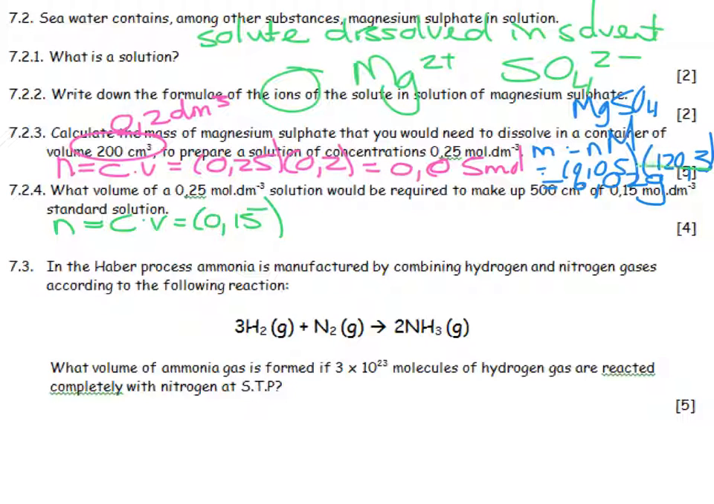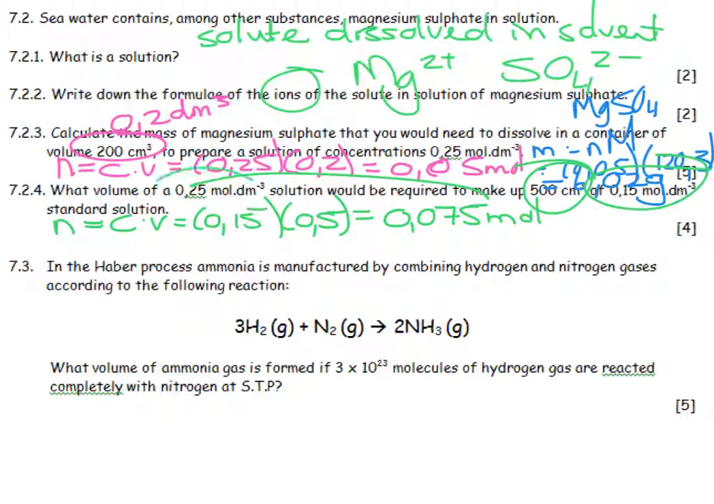0,15 is at the end, and the volume at the end is 0,5 decimeters cubed. And so I land up with 0,075 moles. That must have come from somewhere. Where did it come from? It came from this solution over here. So I now say volume is equal to number of moles over concentration: 0,075 divided by 0,25, which is the old concentration, the original concentration that it all came from, and I get 0,3 decimeters cubed.